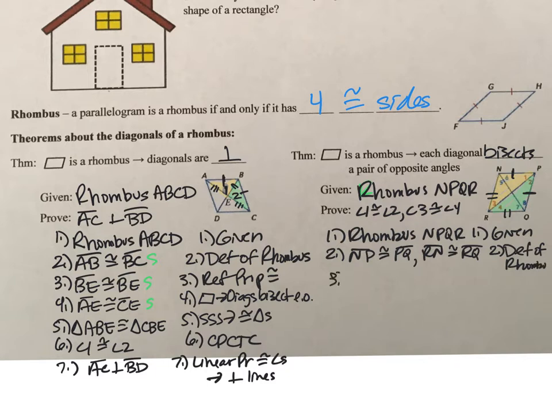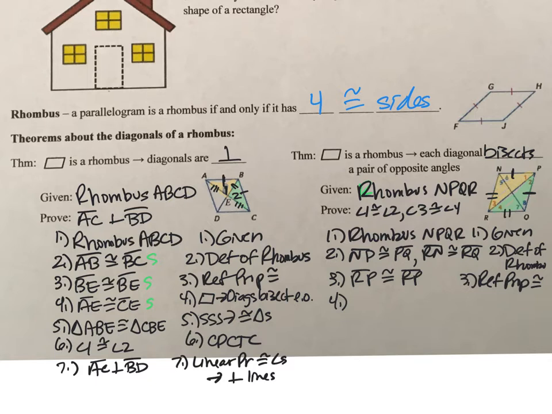All right, then in step 3, notice that the two triangles also share a side. The segment RP is congruent to itself. So let's go ahead in step 3 and say that RP is congruent to RP. And the reason is because of the reflexive property of congruence. All right. And then step 4.